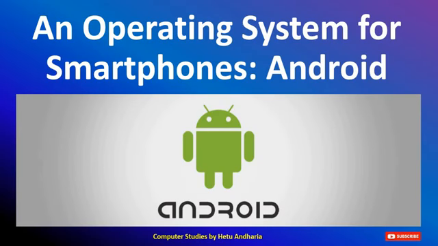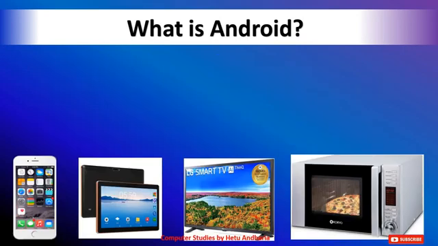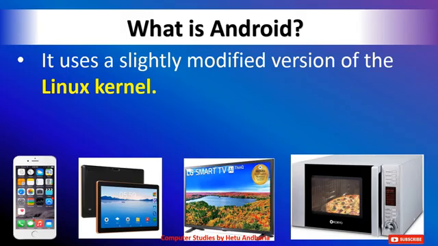We come to the next topic, that is the operating system for smartphone, Android. Now what is the operating system for smartphone? Mostly Android is the most common operating system for all the smartphones. What is Android? It is also asked in the MCQ of the textbook. Android is a free and open source operating system for smartphones that has been developed by Open Handset Alliance, whose prominent member is Google. It uses a slightly modified version of Linux kernel.